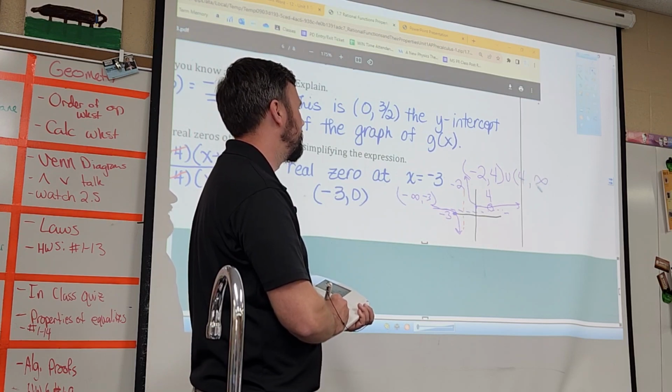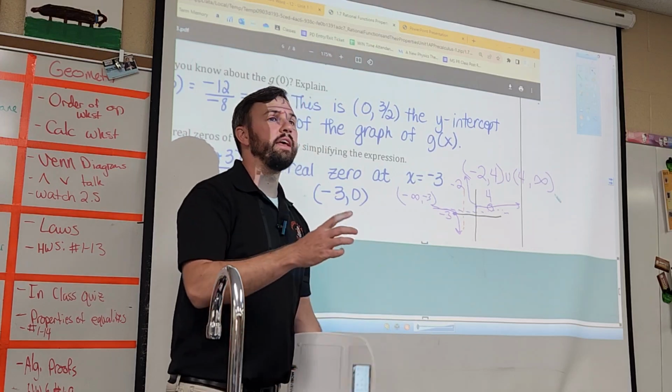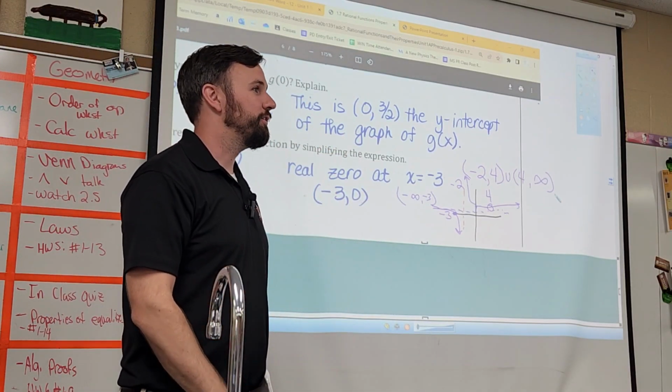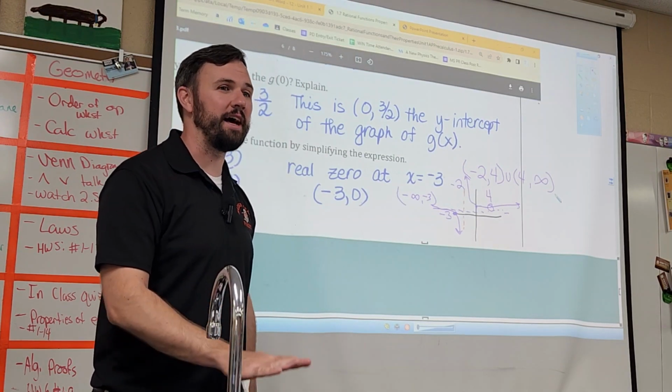And then from 4 to infinity. You have to leave out the 4 because is that 4 even part of our function? Does it even go here? No. The 4 is not part of the domain.